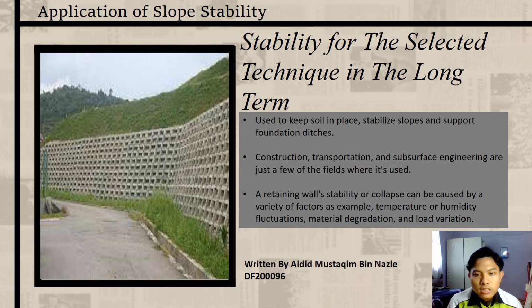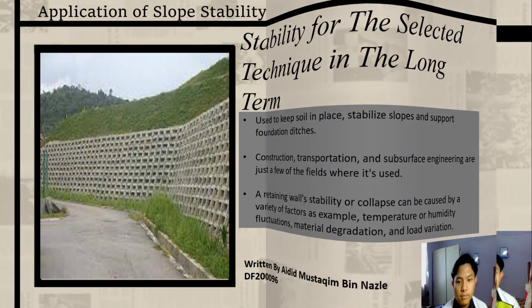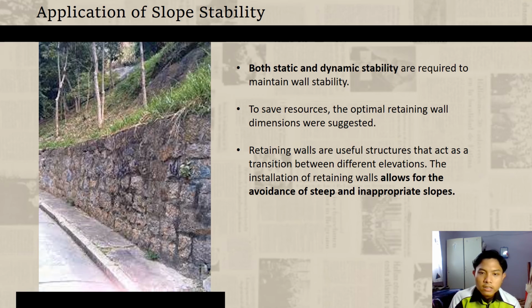A retaining wall's stability or collapse can be caused by a variety of factors, for example temperature or humidity fluctuation, material degradation, and load variation. On a retaining wall, both static and dynamic stability are required to maintain wall stability. Static stability of retaining walls looks at how parameters such as wall height, wall width, and wall thickness affect the stability of the wall. To save resources, optimal retaining wall dimensions were suggested.